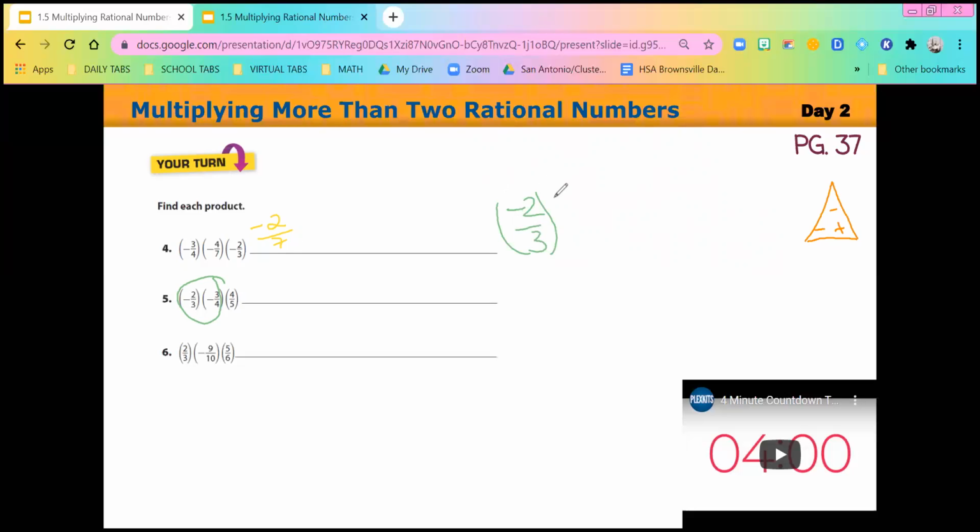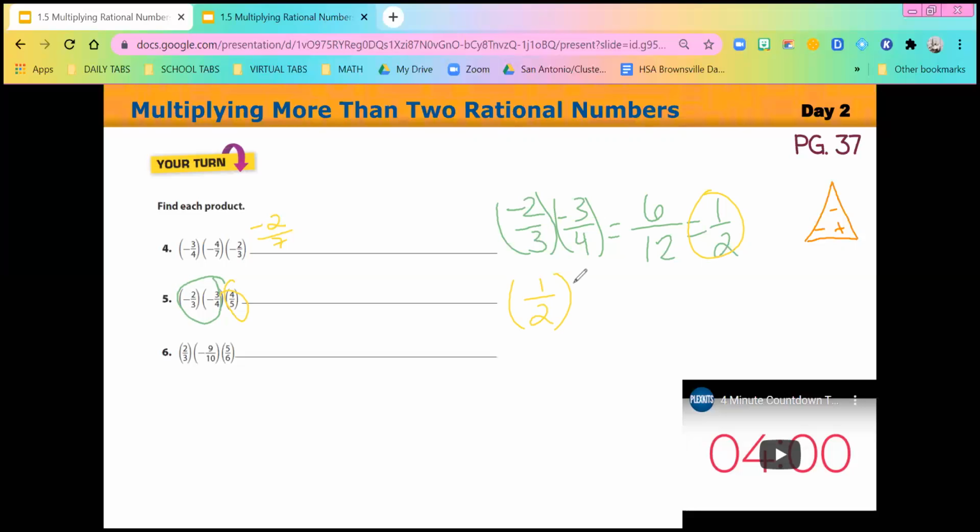-2/3 times -3/4. -2 times -3: negative times a negative is positive. 2 times 3 is 6. And then 3 times 4 gives me 12. I can simplify this to 1/2. And now I'm going to take 1/2 and multiply by 4/5. So that would be the second step.